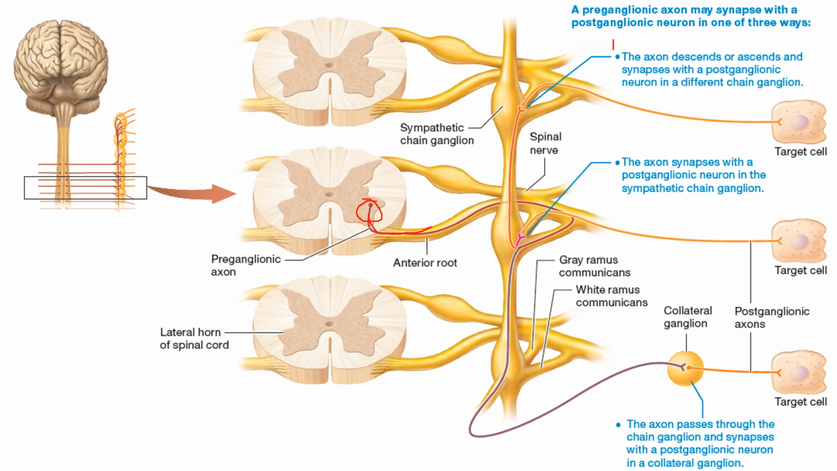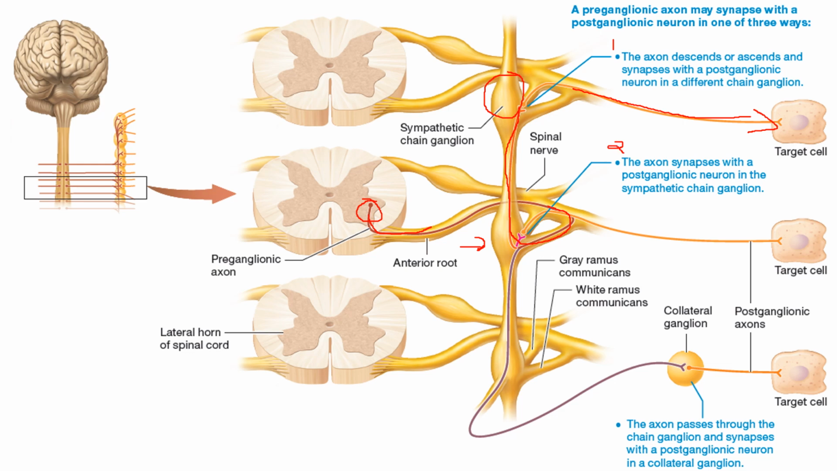This is going to be the axon descends or ascends and synapses with a postganglionic neuron in a different chain. Okay, so what we see is this axon here travels up and synapses here in this ganglion instead of its parallel ganglion. Okay, so it synapses here, carrying out that signal to the target cell. And so remember, this is still a relatively short axon that then has a very long postganglionic axon.